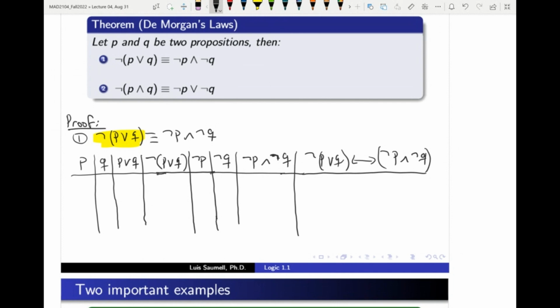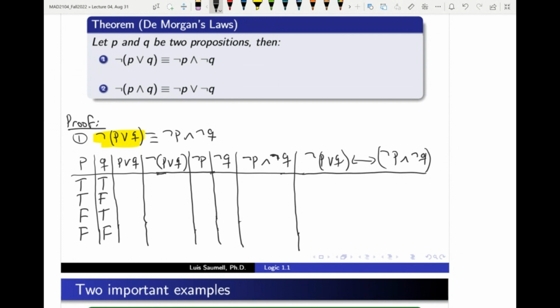Okay, so how many rows? 4 rows. What are they? For P, what are the values? True, true, false, false. And then for Q? True, false, true, false. Yes? Once you have this prepared, this is the preparation of the table. Now we start filling in. Now the table guides you. You just do it one by one, column by column, doing what needs to be done.